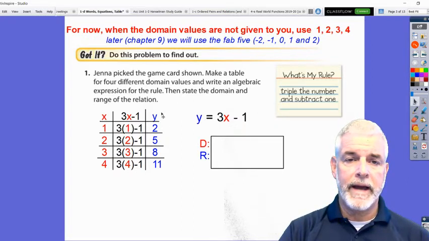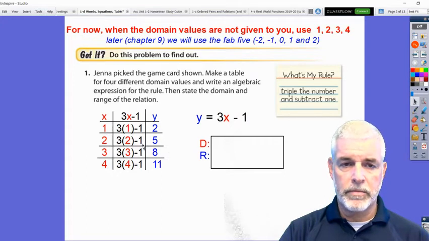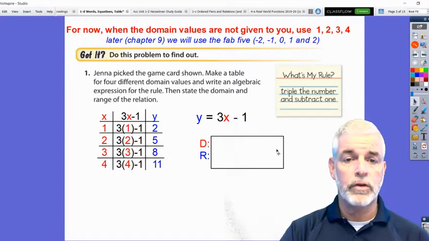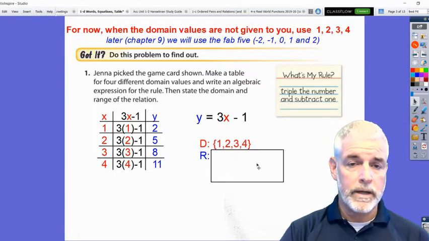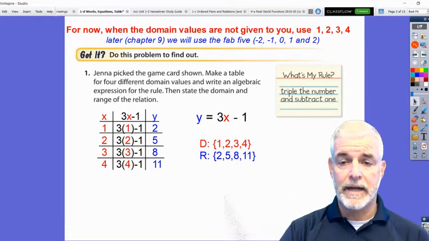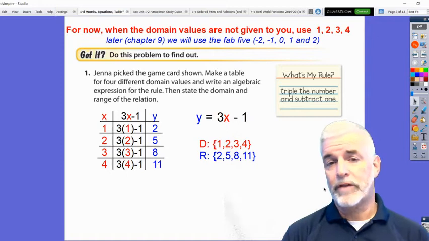And finally, they ask you to state the domain and the range. Well, the domain, since you picked these numbers, the domain is 1, 2, 3, and 4. And the range, the output values that go with those inputs, 2, 5, 8, and 11. Okay, so that's the first kind of discussion here.